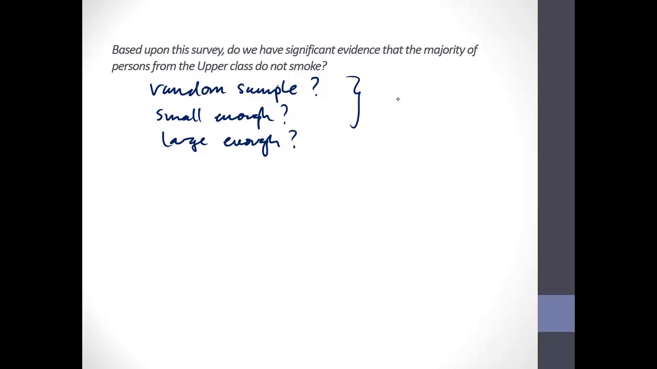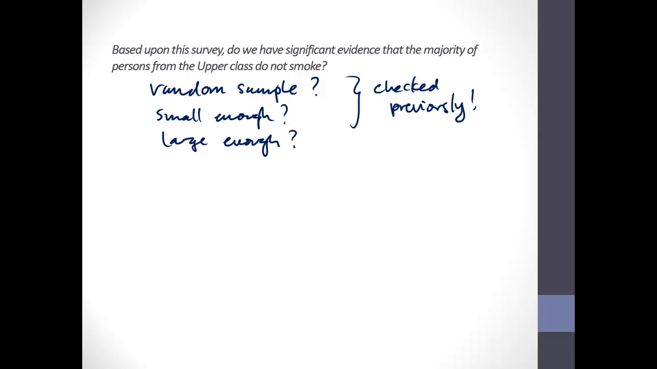And I'm not going to rewrite these. These first two were checked previously. So we're okay with the small enough and the random sample. We do have a random sample, and we made sure we had a big enough population.